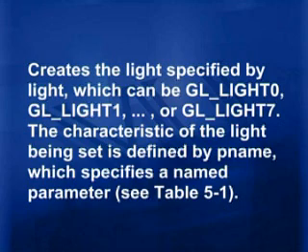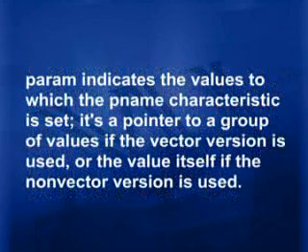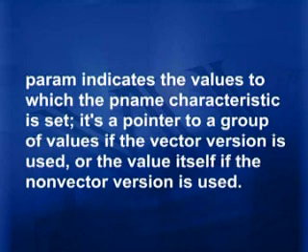The characteristic of the light being set is defined by pname, which specifies a named parameter, and for that you can look at the table that we are going to show you next. The parameter param indicates the values to which the pname characteristic is set. It's a pointer to a group of values if the vector version is used, or the value itself if the non-vector version is used. So if we are going to make use of that version with the last letter v, then we are going to have different requirements for the parameter.